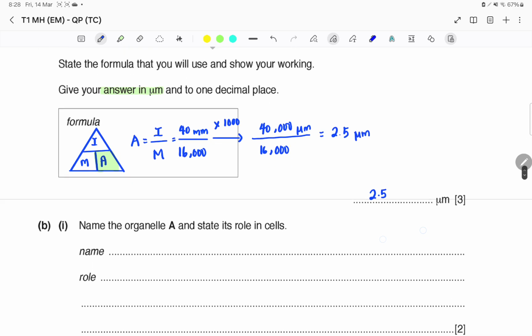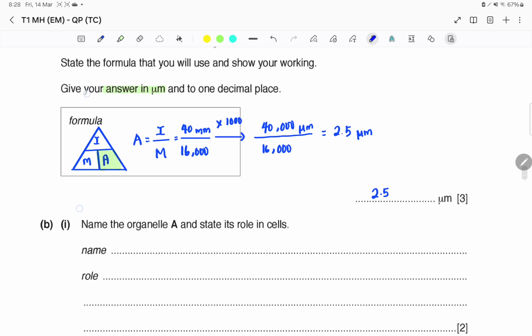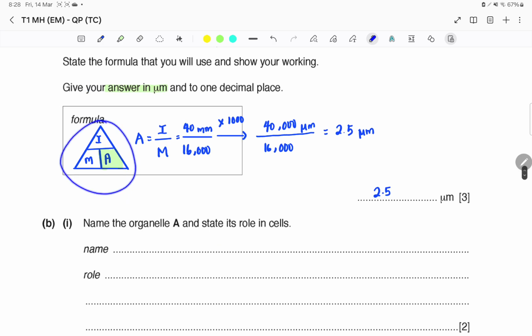Now remember, in the exam, you must always have the answer here where it should be. Even though you have full working, if there's no answer here, you will lose 1 mark. Just be very, very careful. In the exam, you're also allowed to simply write the formula of magnification using these letters. Just simply A = I over M, or M = I over A. This is also acceptable as part of your formula, so that should be all right.